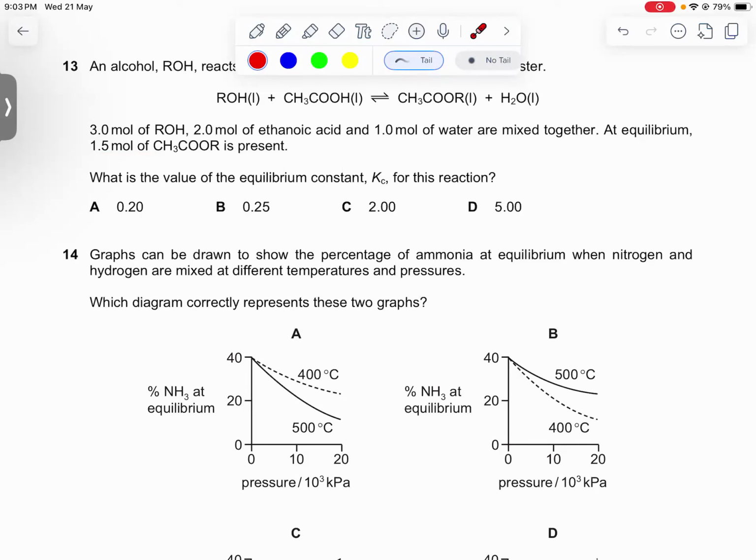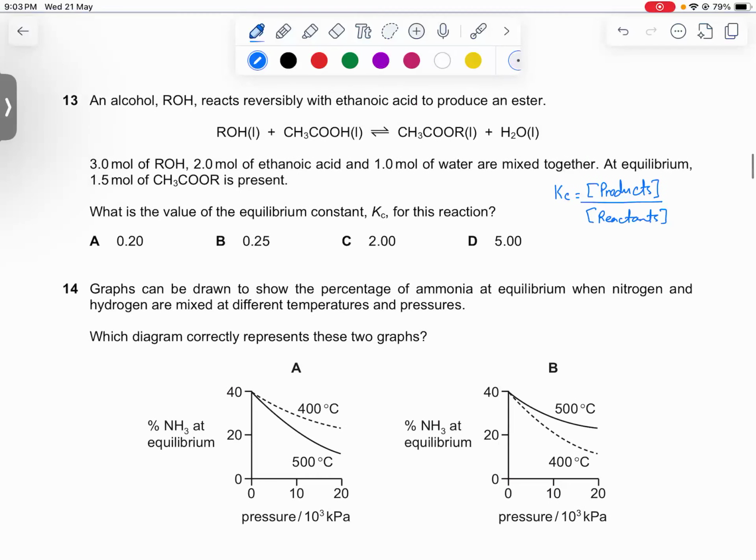So to write the equilibrium constant, we know the formula for equilibrium constant is Kc equals concentration of products upon concentration of reactants. Now initially it said there were 3 moles of alcohol, 2 moles of ethanoic acid, no moles of ester, and they also added 1 mole of water.